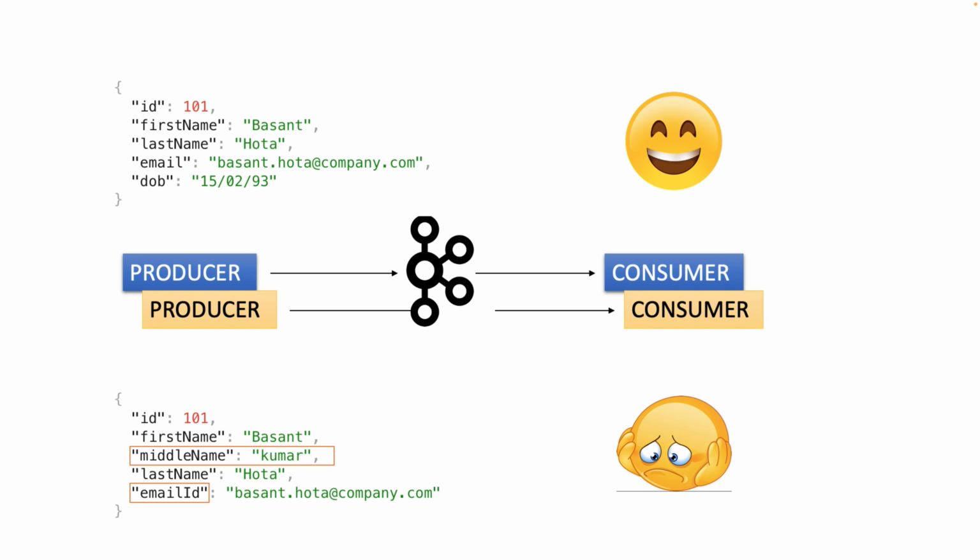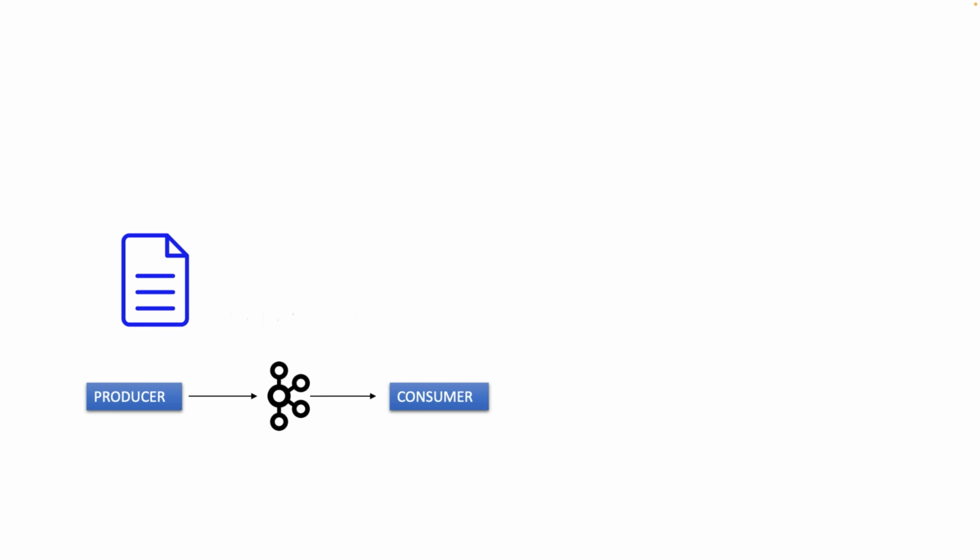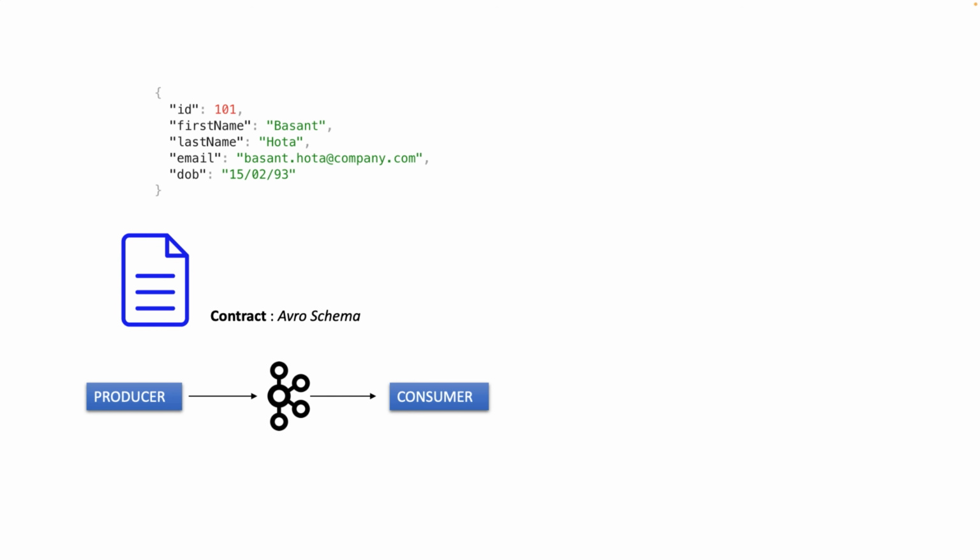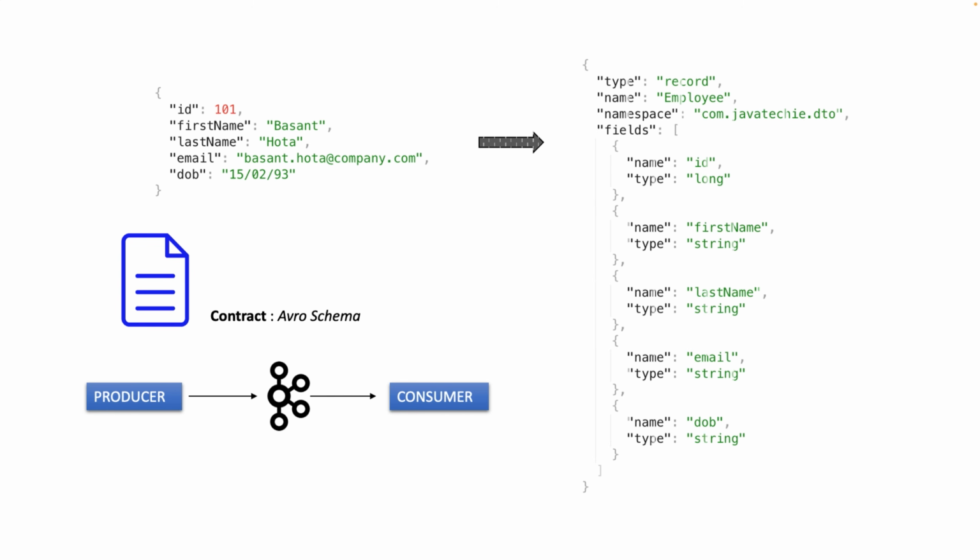When I say Avro schema, it's nothing but a contract between your producer and consumer. It represents the data that you are going to serialize while producing and deserialize while consuming. Now if I try to represent the equivalent Avro schema of our record, it will look something like this. If you observe carefully, we are defining in the Avro schema that these are the fields which the producer will send and the consumer will consume.